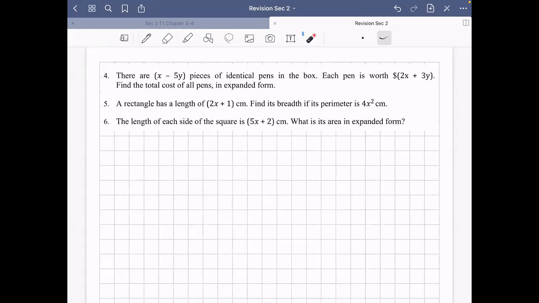And as well as number 6, the length of each side of the square is 5x plus 2. What is the area in expanded form? Okay, so please answer 4, 5, and 6. So another 10 minutes. I'm going to discuss this at around 12:10. Okay, 12:10.